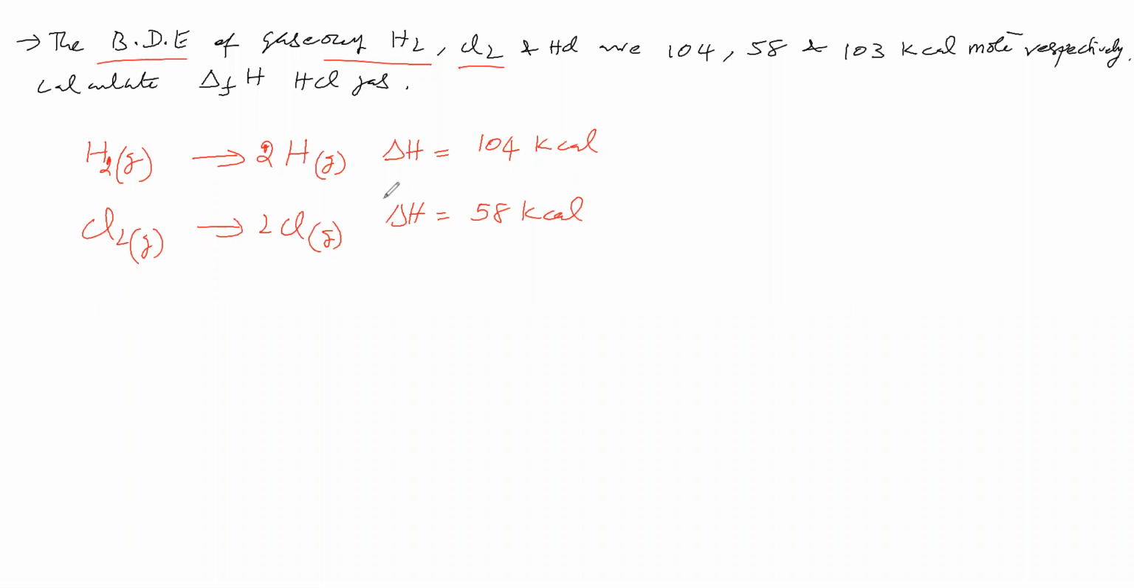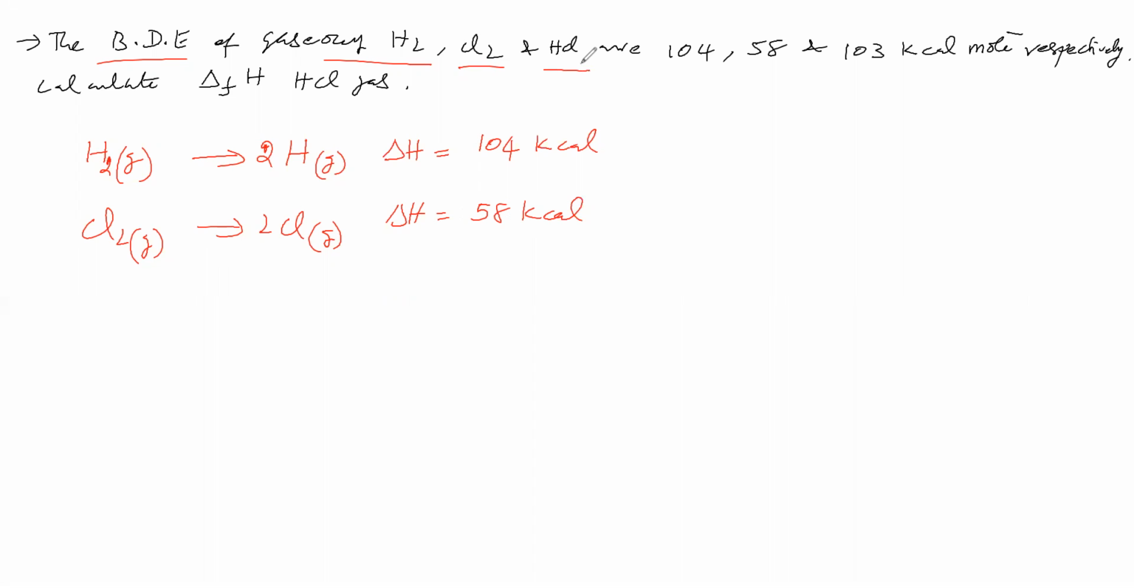58 kilocalories. Okay. So bond dissociation energy of Cl2 means we have to take 1 mole of Cl2 gas. In 1 mole of Cl2 gas, Cl2 is molecules. We have to break the bonds, so we will get chlorine atoms. For this, the energy required is 58 kilocalories.